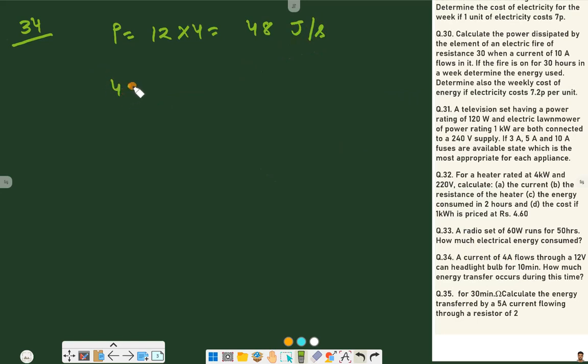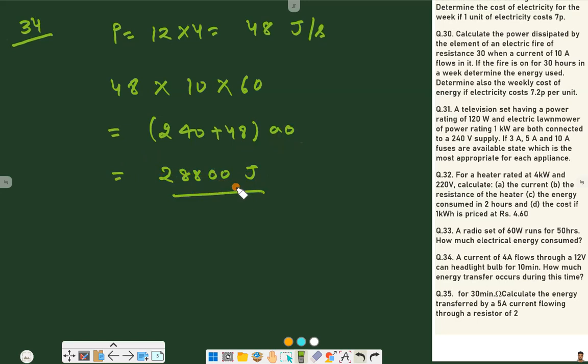So 48 into 10 into 60. This will be the answer. And it is 240 plus 48, 00. So 28800 joules will be the answer. Moving to next question, question number 35.